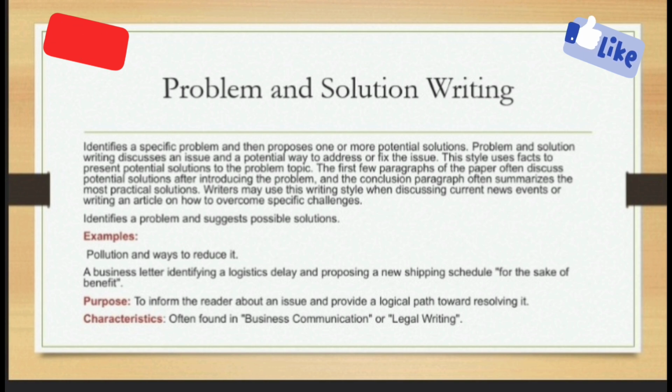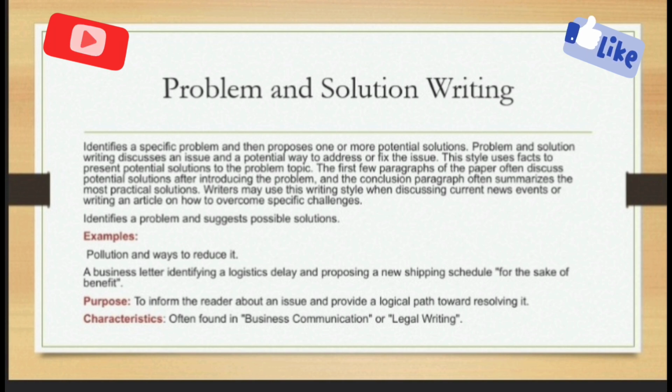Problem and solution writing discusses an issue and a potential way to address or fix the issue. This style uses facts to present potential solutions to the problem topic. The first few paragraphs of the paper often discuss potential solutions after introducing the problem, and the conclusion paragraph often summarizes the most practical solution.